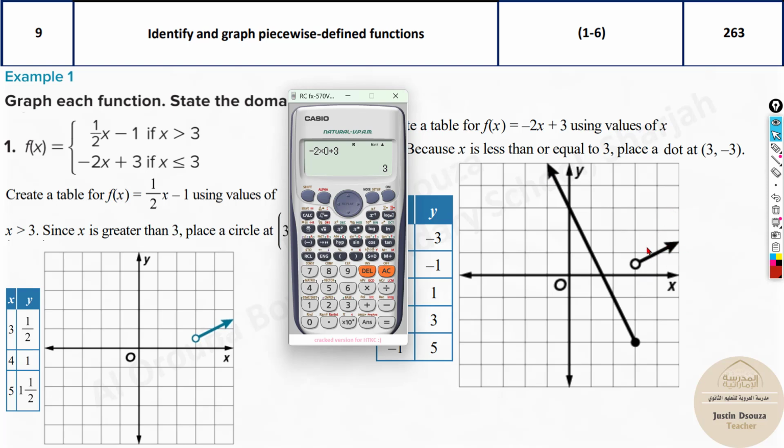So use this equation now. When we're starting this equation, use the first equation, that's greater than 3. So what I'll do is, I'll just substitute this value. 1 by 2, that's half of, what is x? You can choose anything. I'll choose 4 for now. Minus 1. What's the answer? 1. Is it true? At x equals 4, y is 1. Yes.